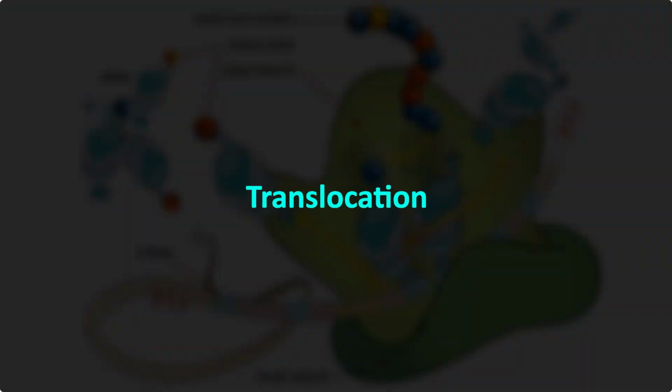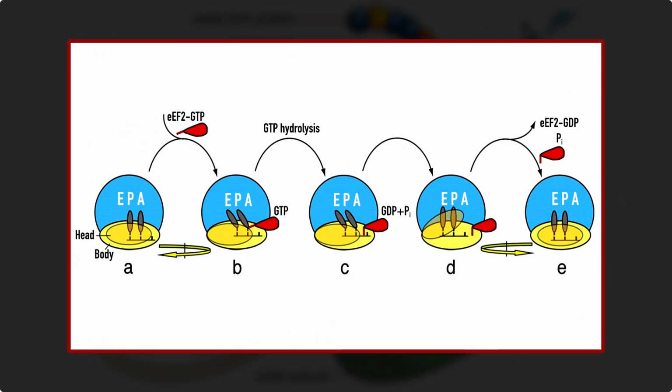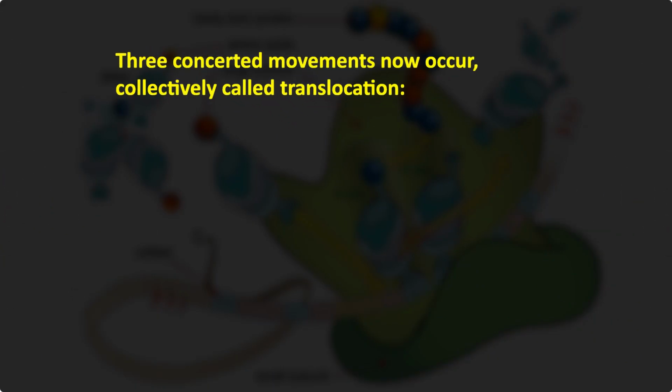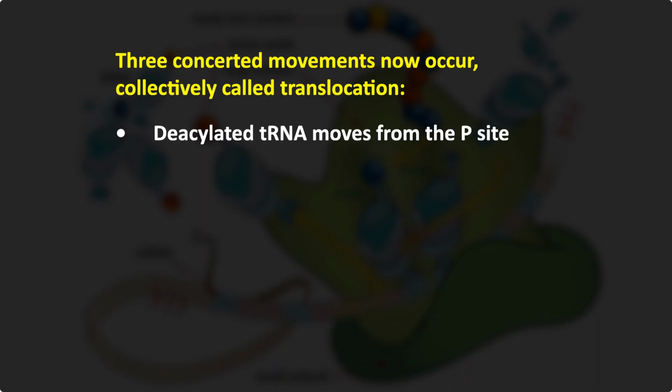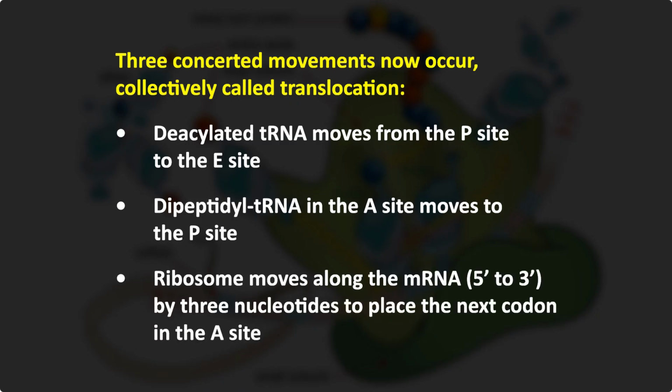The third step is the translocation in elongation. In the third step, a complex of elongation factor EF-G, also called translocase, and GTP, that is EF-G/GTP, binds to the ribosome. 3 concerted movements now occur, collectively called translocation. The deacylated tRNA moves from the P site to the E site, the dipeptidyl tRNA in the A site moves to the P site, and the ribosome moves along the mRNA from 5' to 3' by 3 nucleotides to place the next codon in the A site.